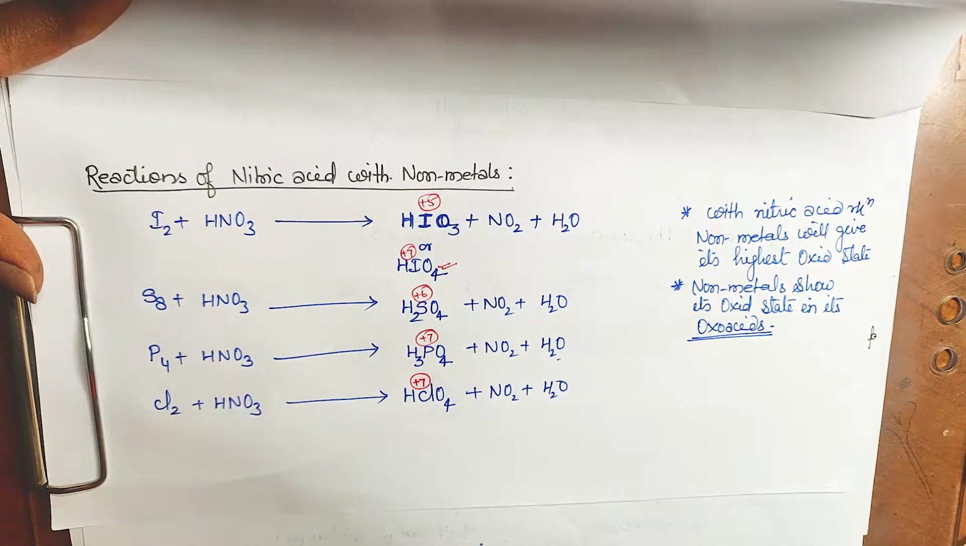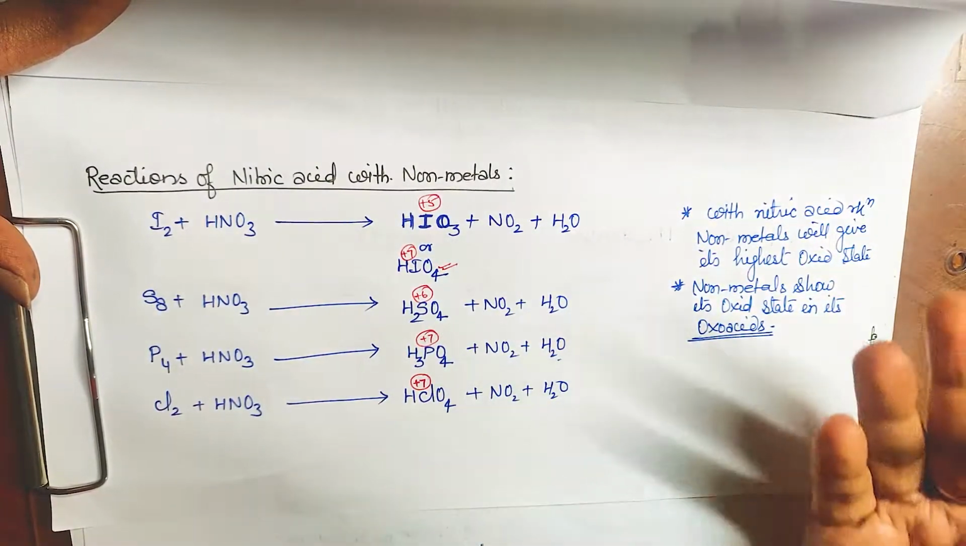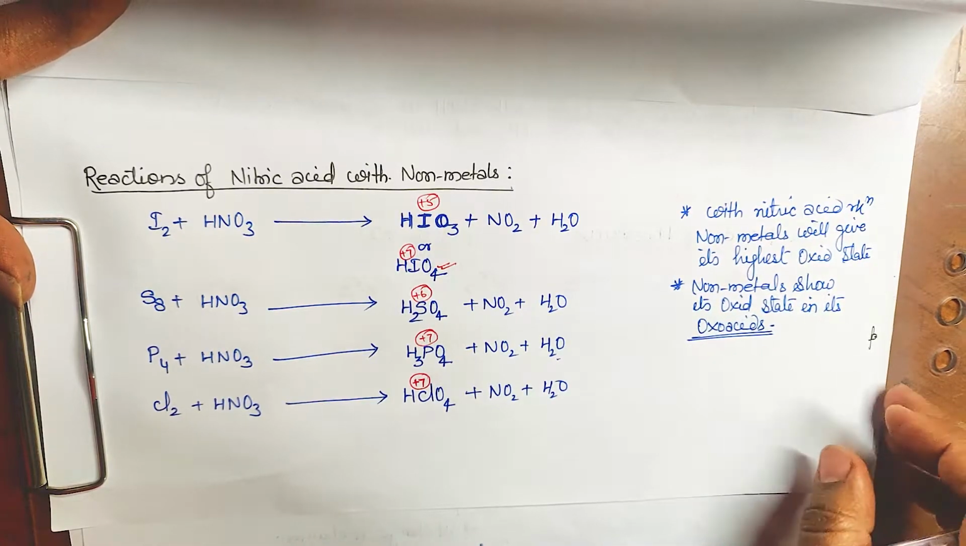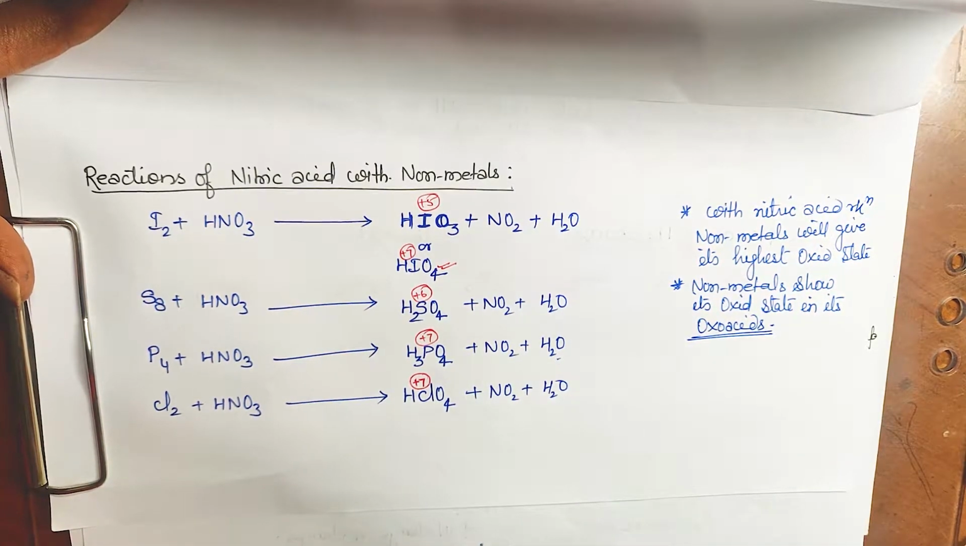Others, like iodine and bromine, are stable in the +5 state only. Got it? So this is the reaction of nitric acid with the non-metals. Now the last reaction of this NO3 and nitrogen group we will do, and that is the brown ring test. Obviously the school is closed, so you couldn't hear this word, but in class 11th you have done the brown ring test, isn't it?